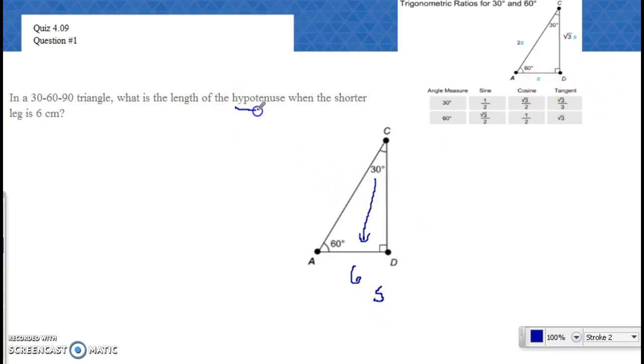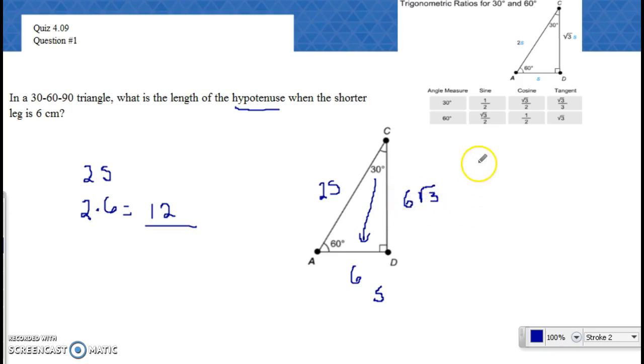The hypotenuse, which is what they want, is 2 times S. So if S equals 6, then 2 times 6 is going to be, our hypotenuse would be 12. If they ask you for this side here, that would be the square root of 3 times S, so 6 times the square root of 3.